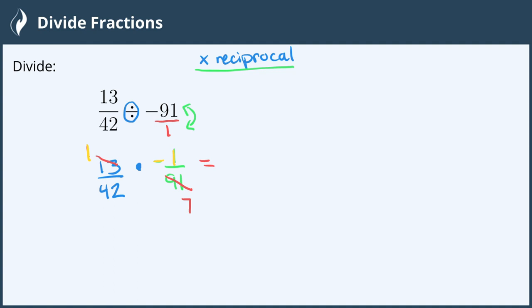A +1 times a -1 is -1. +42 times +7 is 294. And so our fraction is -1/294, and we're all done.